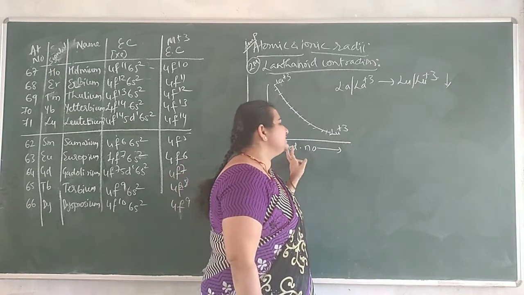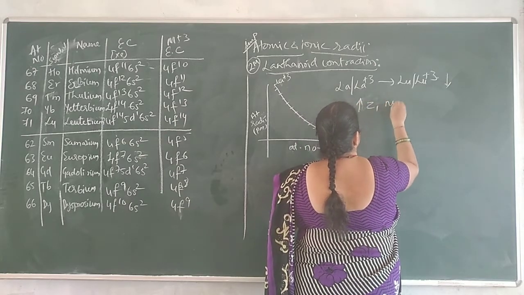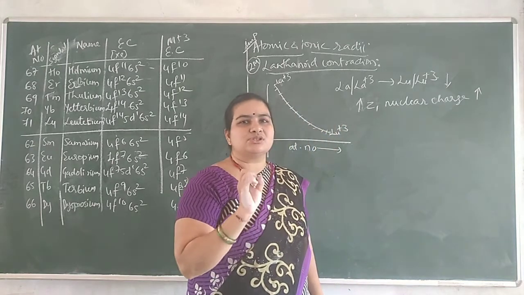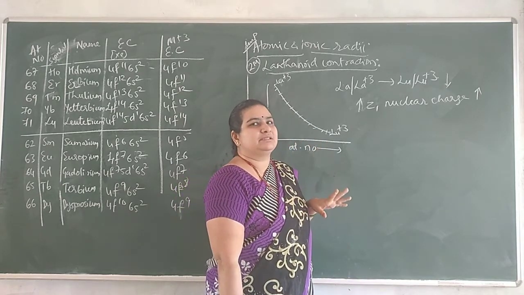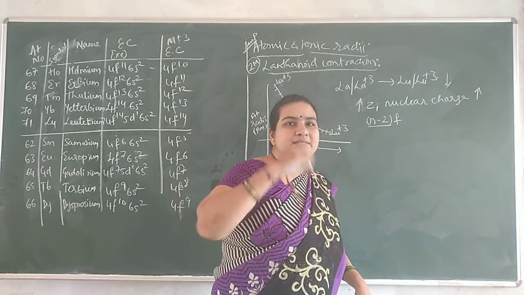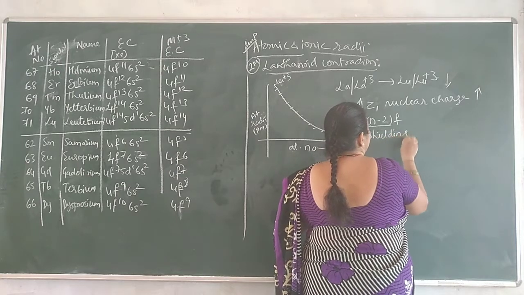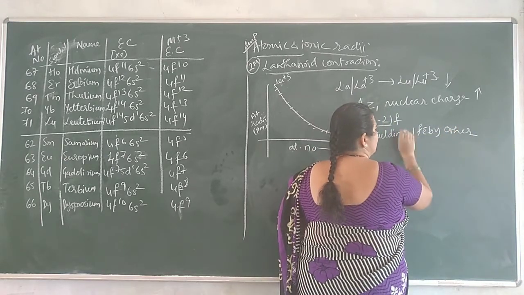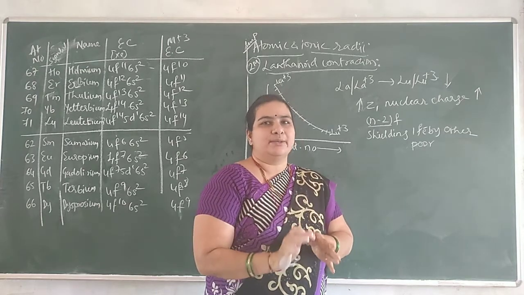See here, with the increase of atomic number Z, the nuclear charge, that is the attraction force between the nucleus and the outermost electron, goes on increasing. Shielding of one f electron by the other is taking place, but as the f electrons are in the (n-2) f orbitals, that is, they are present in the antepenultimate shell, the shielding of one f electron by the other is poor. There is a weak shielding effect in the f orbitals compared to d orbitals.